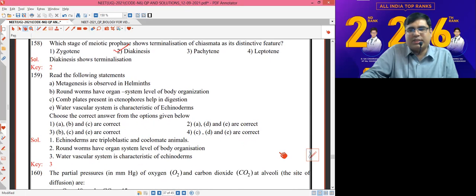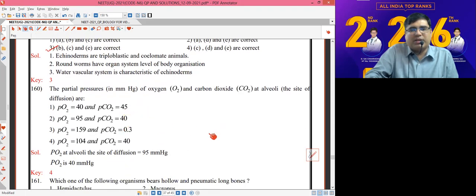The next is, read the following statements, and then we can simply understand how many statements are correct. So they are asking about the correct ones only. If I see, metagenesis observed in the helminthes, no, not at all. Here we go. Roundworms have organ system level of body organization. Yeah, they do have it. Then, comb plates present in the ctenophore help in digestion. Yeah. Then next is, water vascular system is characteristic of the echinoderm. Yeah, it is, of course. Then in that case, we can simply correlate that this option would be considered to be the correct one.